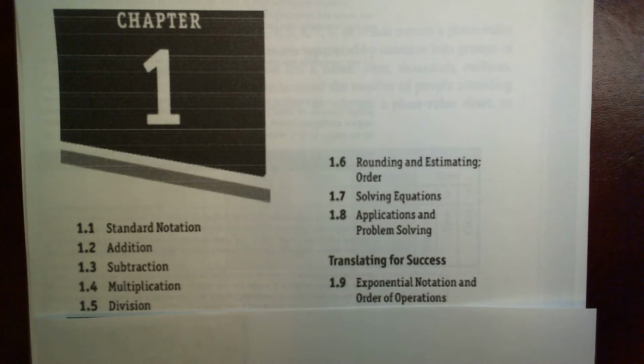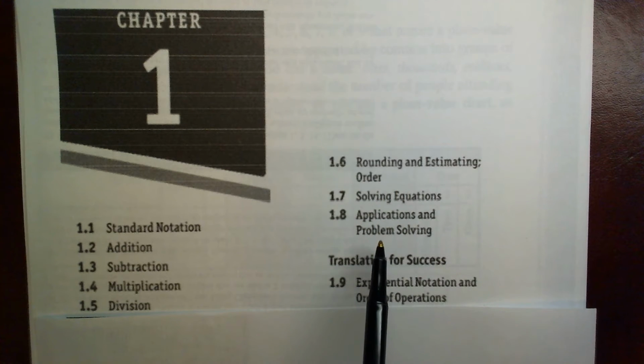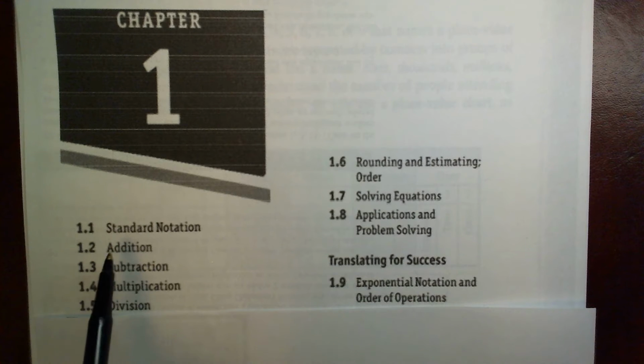This is the first of a series of video lectures, and this is the beginning of chapter 1. And as you can see, we have 9 topics for chapter 1: standard notation, addition and subtraction of natural numbers, and multiplication and division, and rounding and estimating order, solving equations, applications and problem solving, and then something about exponential notation and order of operations. So the first section, 1.1, is on standard notation.